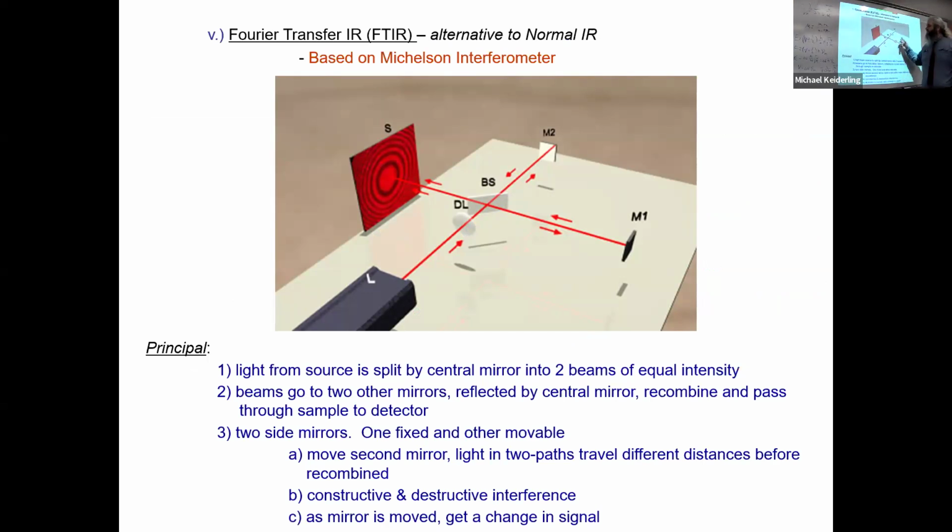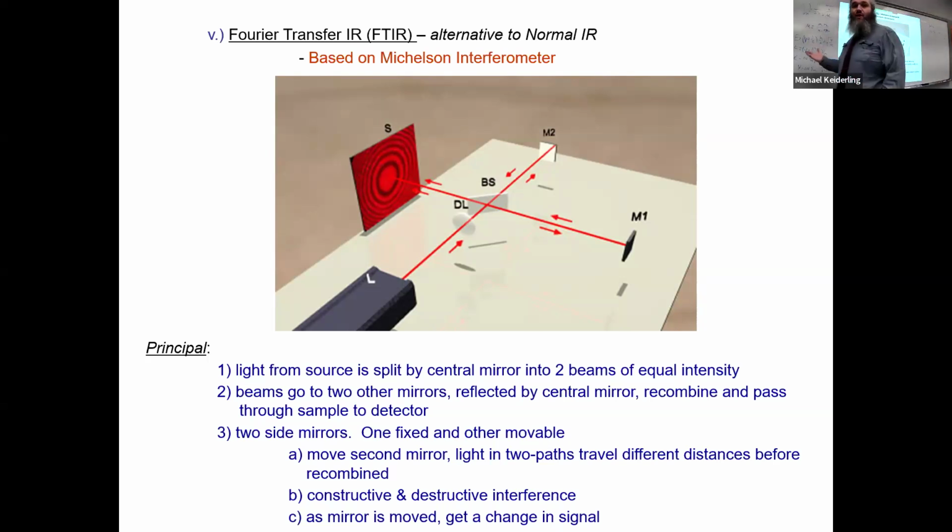The light from the source is split by a central mirror into two beams of equal intensity. The beams go to two other mirrors, are reflected back to the central mirror, recombine and pass through the sample to the detector. So the sample is after this, but this is the monochromator effectively. This is what's choosing the frequencies.